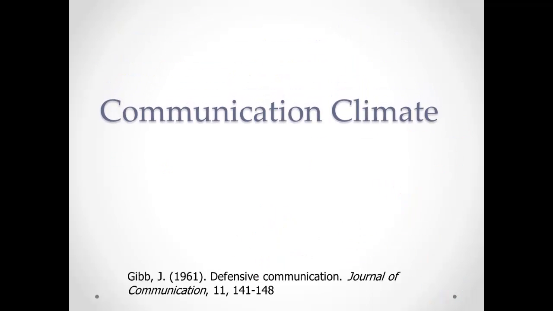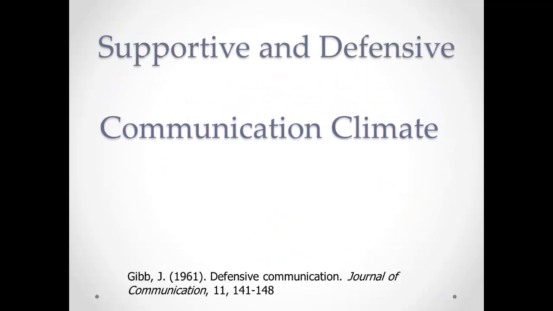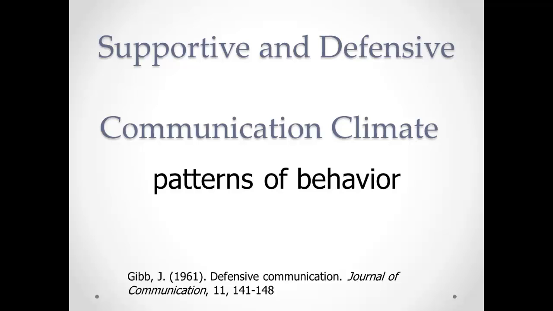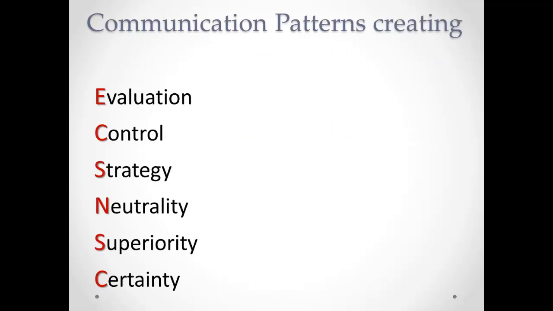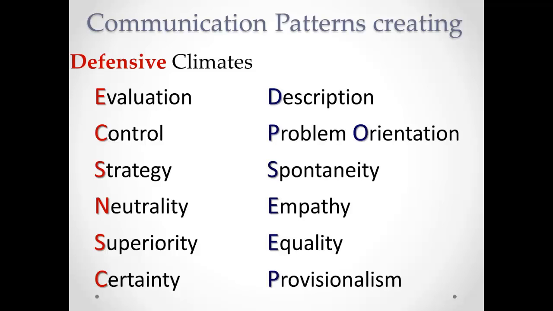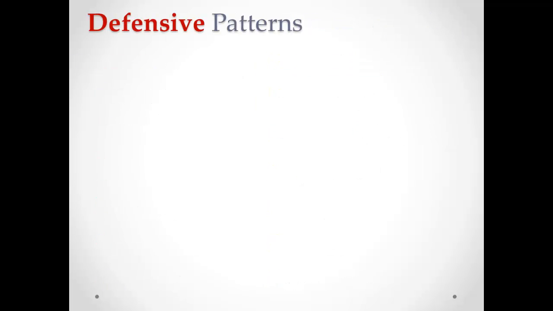Jack Gibb uses these two terms, supportive and defensive, to describe the communication climate, which is made up of patterns of behavior. The word patterns is important because it reminds us that a few behaviors do not create the communication climate. However, extensive and frequent use of those behaviors does. Gibb identified 6 patterns of behavior that tend to create defensive communication climates and 6 contrasting patterns that tend to create supportive climates. We'll start with the defensive patterns.